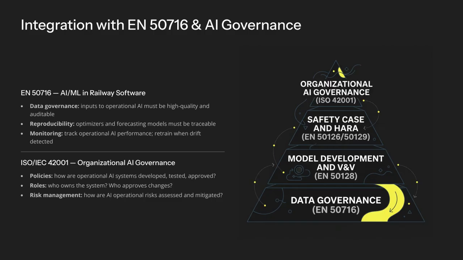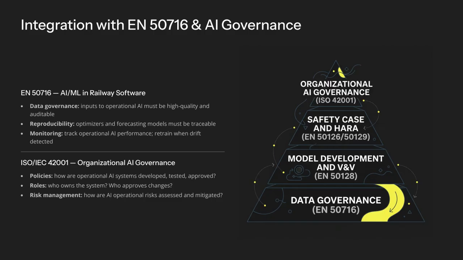Second, model training and reproducibility. The optimization and forecasting models at the heart of these systems must be trained, validated, and versioned. Every version of every model needs to be documented, and when a new model is deployed, it must be tested and formally approved before it goes anywhere near live operations. You cannot simply swap in a retrained model and hope for the best. Change is controlled, or it isn't safe.